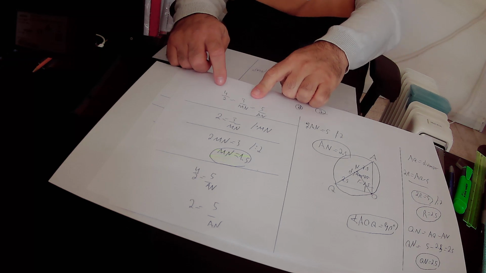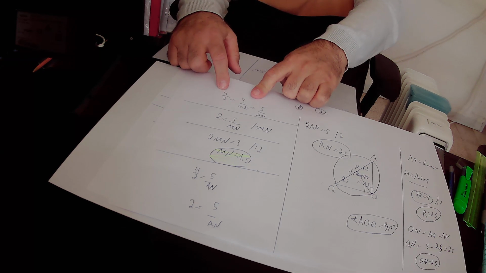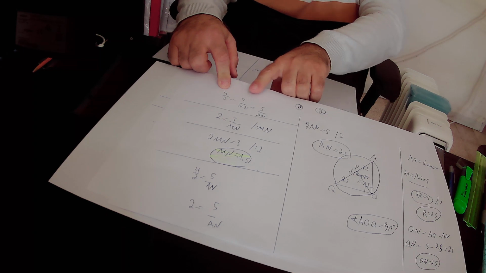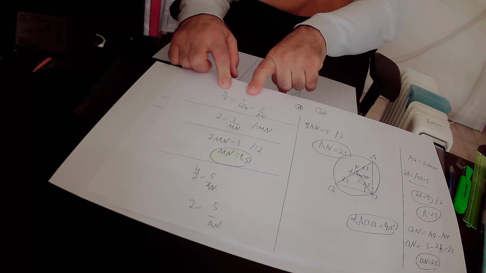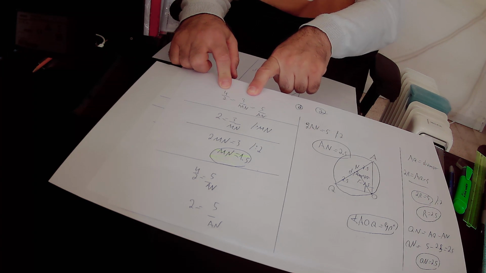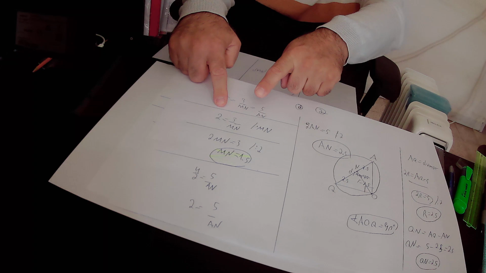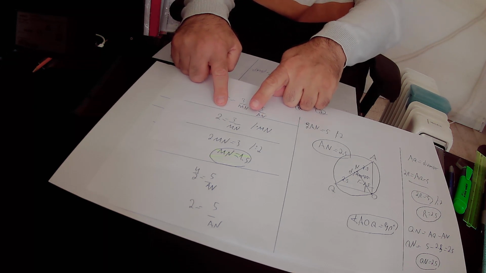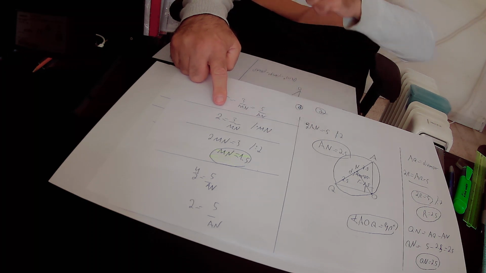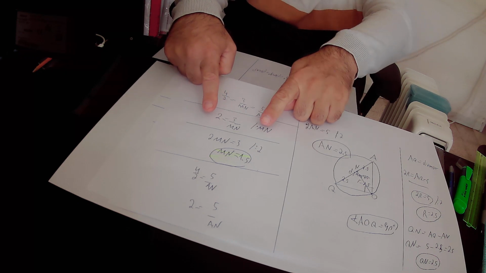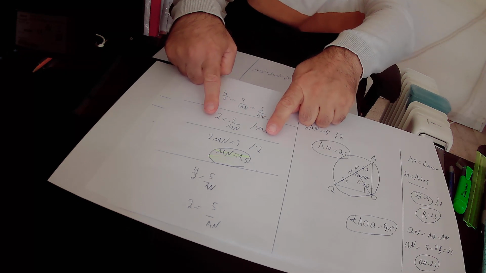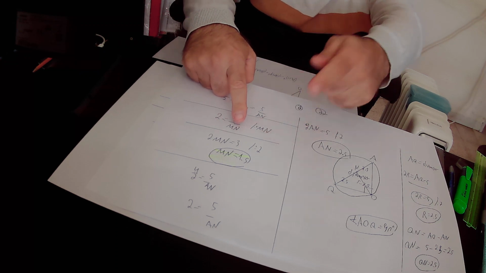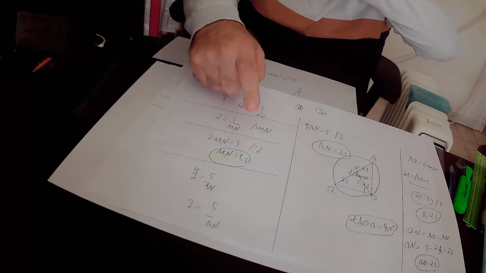So 4 over 2 is 2, and from this equation we conclude that 4 over 2 equals 3 over MN. But 4 over 2 is 2, that is equal to 3 over MN. We multiplied this equation by MN, and we found out that 2 times MN equals 3. We divided this equation by 2, and finally we found out that MN equals 3 over 2, that is 1.5. MN equals 1.5 units.